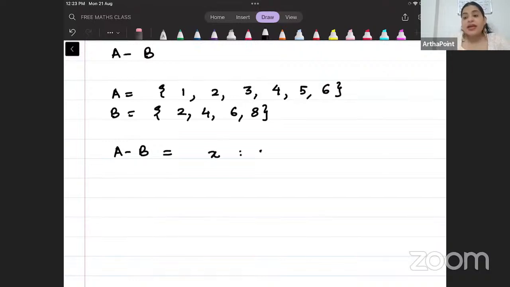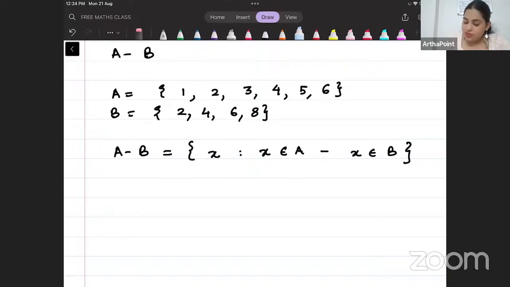X, such that X should belong to A, and I need to remove the elements that belong to B. So X should be removed if it belongs to B. Subtract those. Minus, I can just put a minus sign, those elements which belong to B. So how can I go ahead and write that?